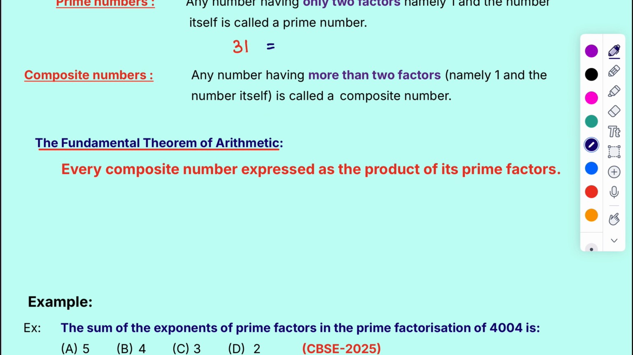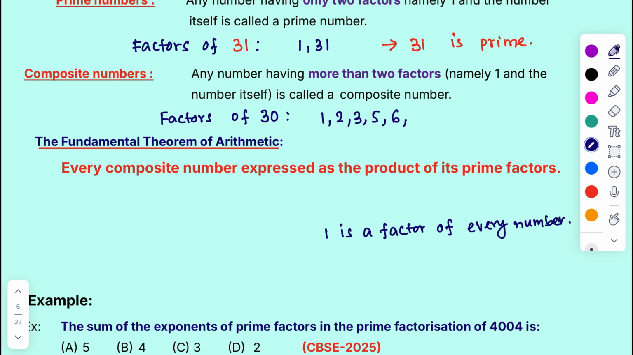are 1. Remember this, 1 is a factor of every number. So 1, 2 is also a factor of 30, 3 is also a factor of 30, 5, 6, 10, again 15 and 30. So actually it has more than 2 factors.